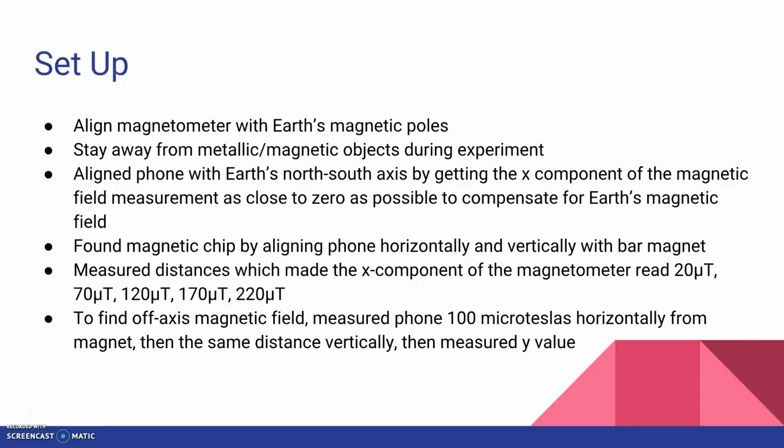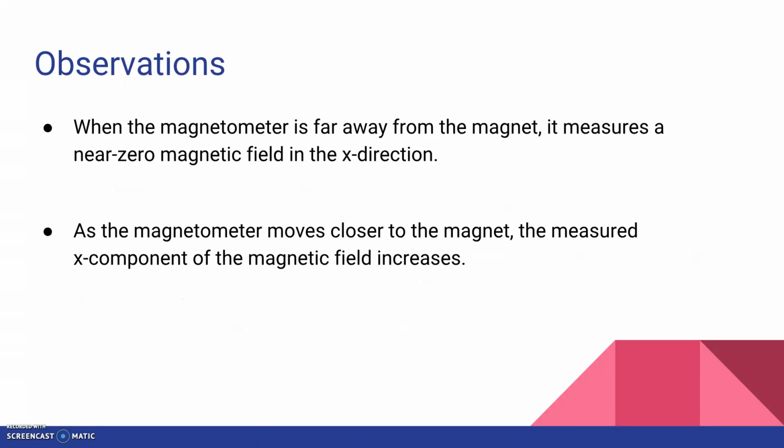And then I measured distances which made the x component of the magnetometer read 20, 70, 120, 170, and 220 microteslas. And then to find the off-axis magnetic field, I measured the phone 100 microteslas horizontally from the magnet, and then the same distance vertically, and then measured the y value.